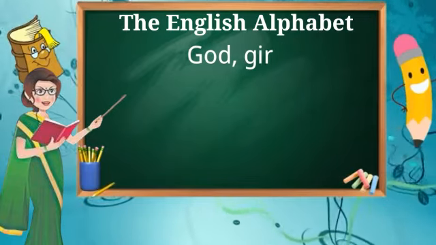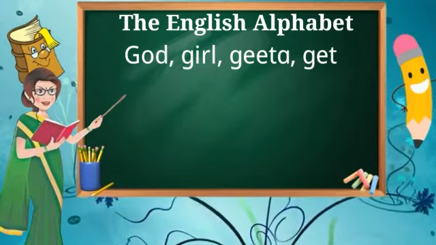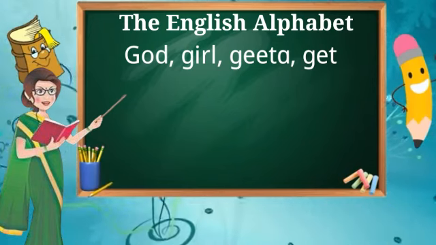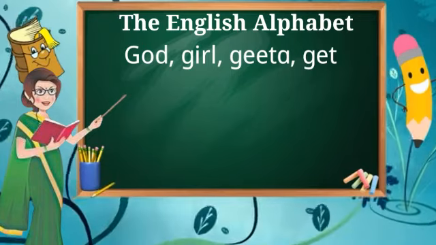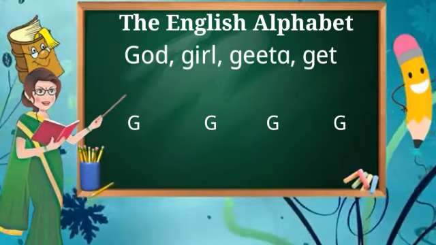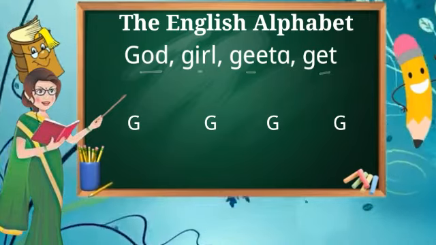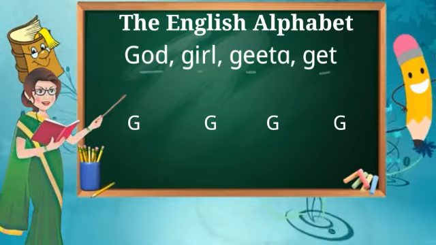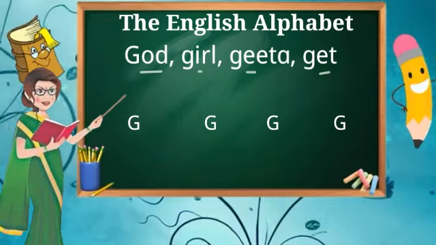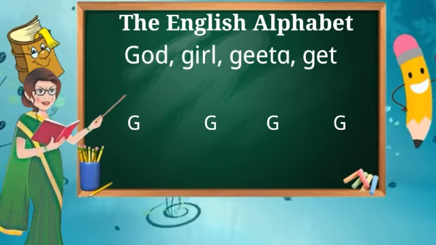Now let's take another example. God, girl, Gita, get. If you get this type of words, how can you order them? At first, you have to write the first letter from each word, which are the same as another. So, G, G, G and G. Now look at the second letter. In God, the second letter is O. In girl, the second letter I. And in Gita, the second letter E, and get also second letter E. So think about it. O, I, E, E. Which one comes first in your mind?